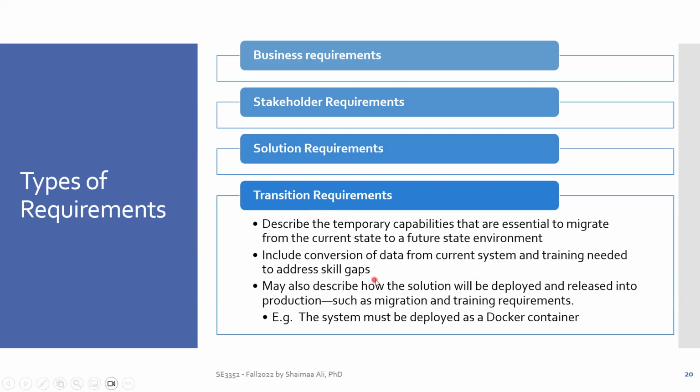In addition to that, you're not going to find this in the BA guide, but if we're talking specifically about software, the requirements for the deployment could be considered under this category. For example, a very popular deployment way now is deployment within a Docker container. You could have this as one of the requirements under this category.